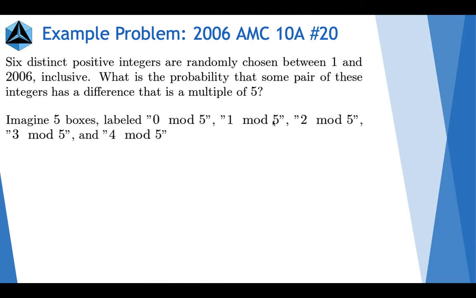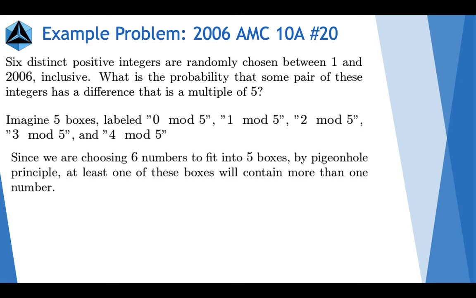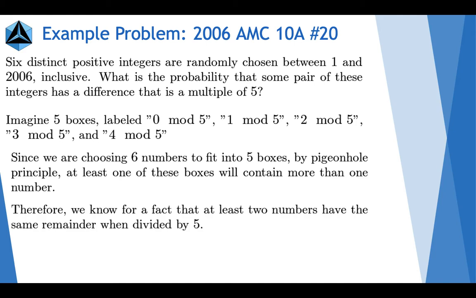So something 1 mod 5 has a remainder of 1 when divided by 5. Okay, since we are choosing 6 numbers to fit into 5 boxes, by the Pigeonhole theorem, at least one of these boxes will contain more than one number. We know for a fact that at least 2 numbers will have the same remainder when divided by 5. Again, this is just the definition of this modulo notation.